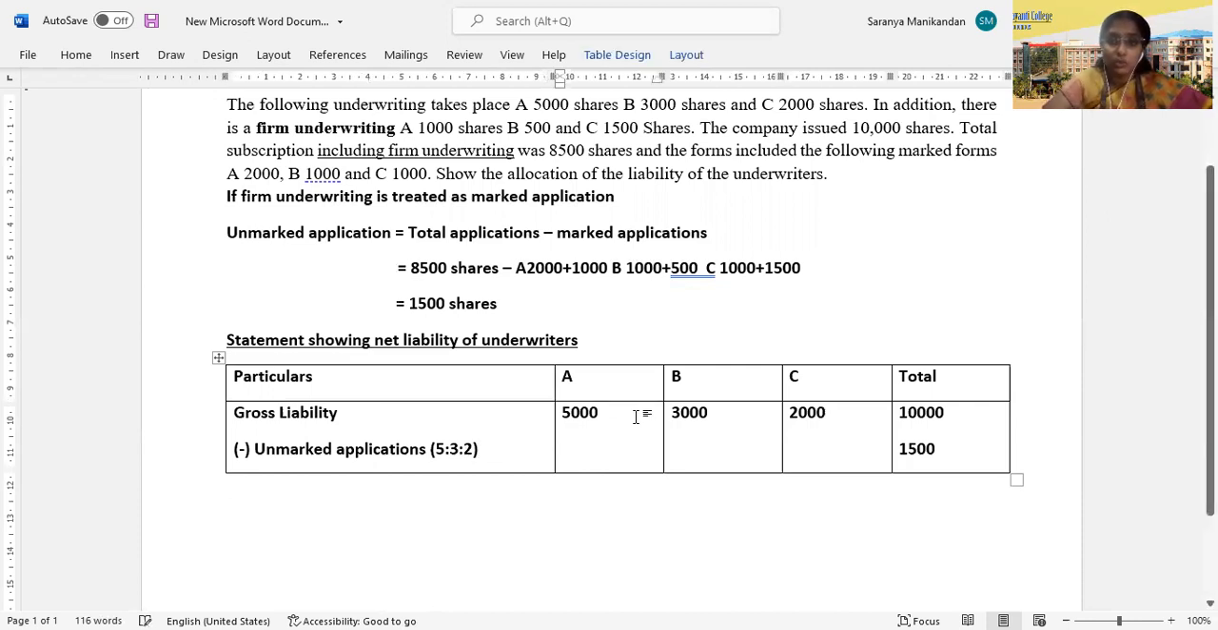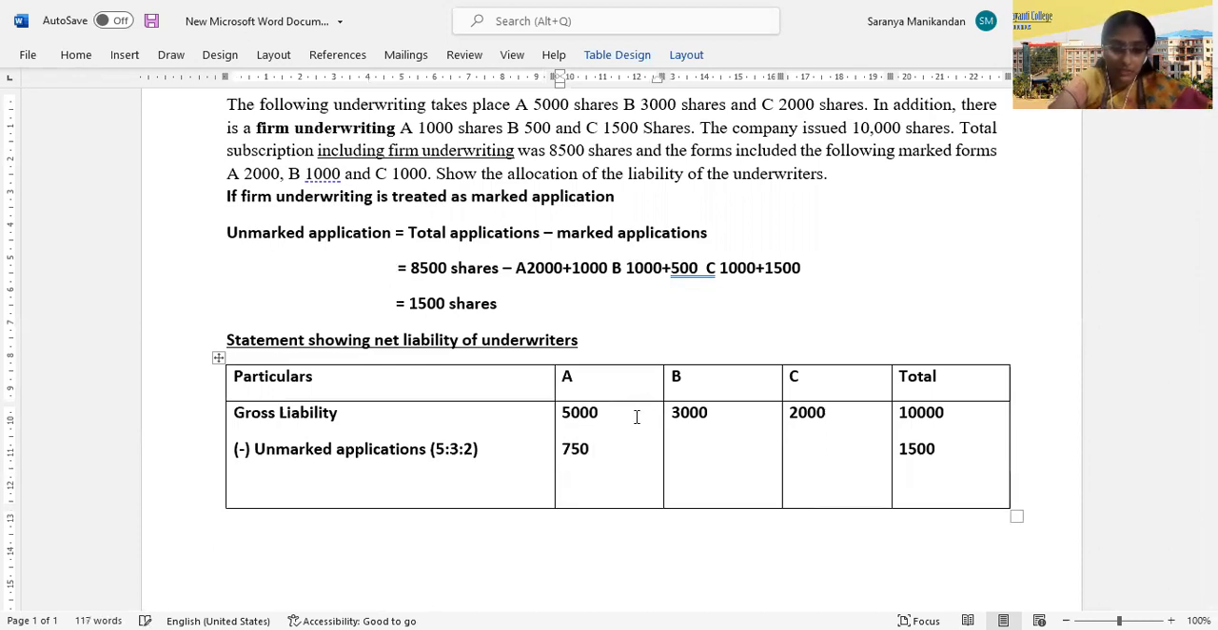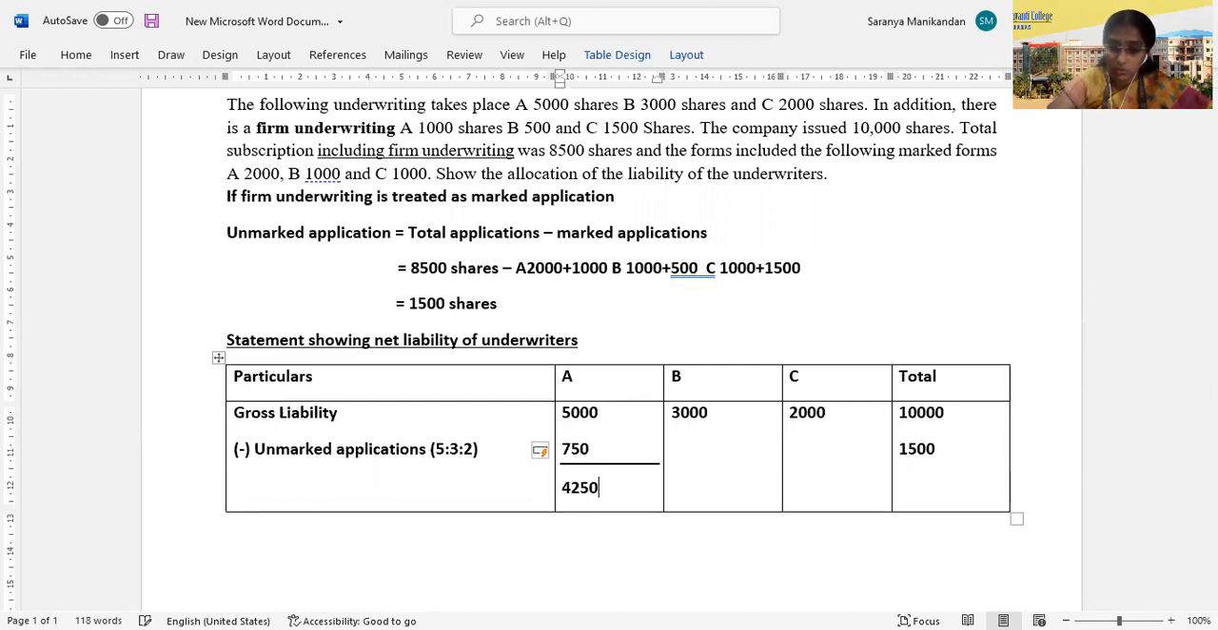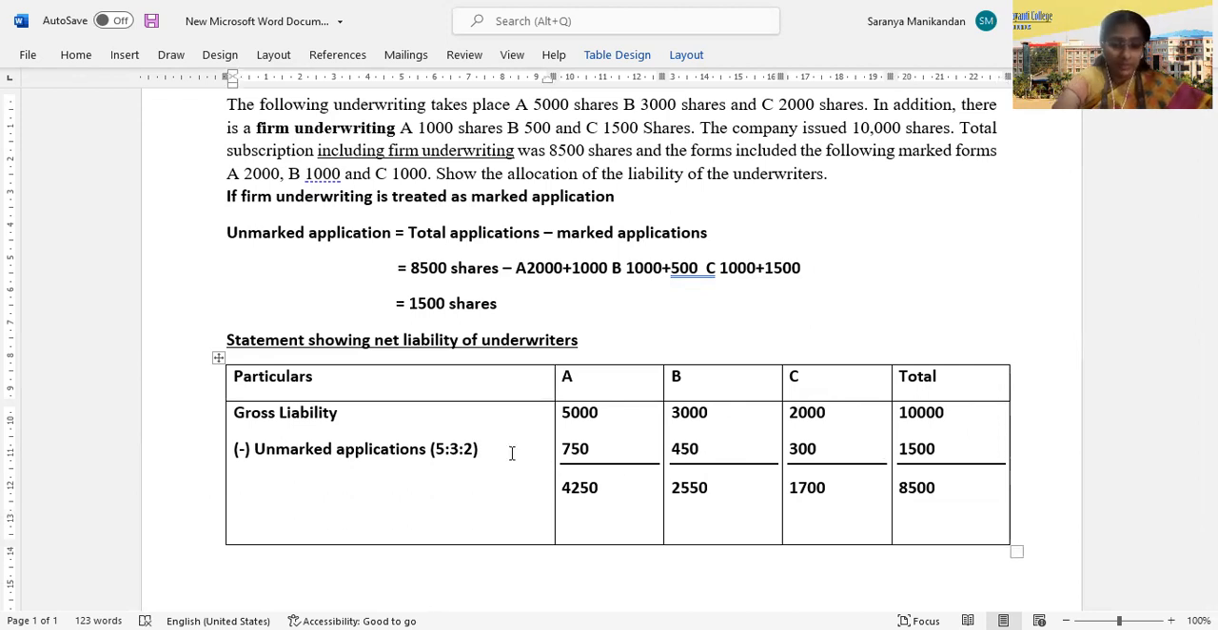When distributing 1,500 in 5:3:2 ratio, you get 750 for A. So the balance is 4,250. Then for B, 1,500 into 3 divided by 10, you get 450. So the balance will be 2,550. And for C, 1,500 into 2 divided by 10, you get 300. So the balance is 1,700. Here also we draw the balance, 10,000 minus 1,500, so 8,500.